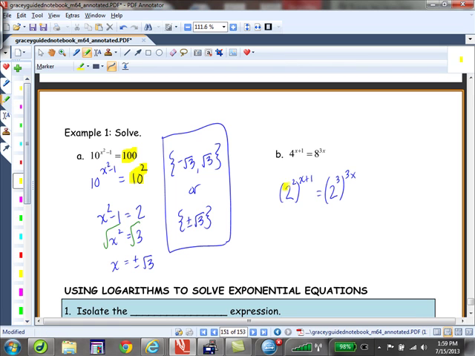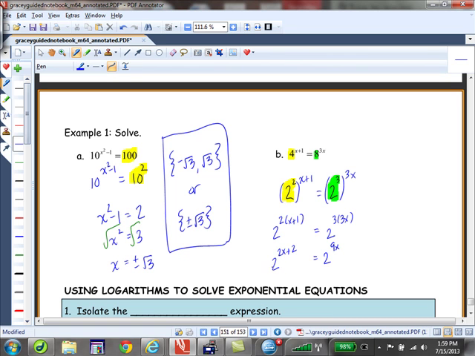So 2 squared was the 4, and 2 cubed here is the 8, so we're getting closer. So now when you raise a power to a power, remember that you multiply. So this will be 2 raised to the 2 times x plus 1 on the left side is equal to 2 raised to the 3 times 3x on the right side. So then we'll get 2 raised to the 2x plus 2 is equal to 2 raised to the 9x.